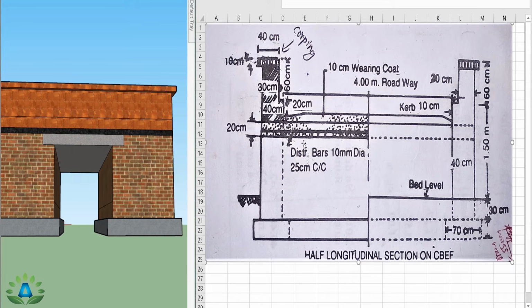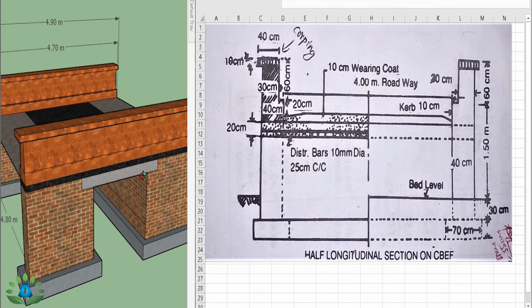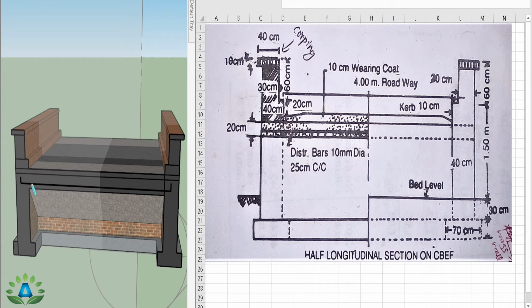Now we have to calculate this distribution bar of 10 mm. Here we can see that there are distribution bars of 10 mm diameter and 25 centimeter center to center spacing. That means these distribution bars are laid in this RCC slab. So we have to calculate this length. This portion is 2.1 meter, and we have this spacing of 25 centimeters center to center. So the total number is the length 2.1 divided by center to center spacing 0.25, and we don't need to add plus 1. So we get the total number 8.4, which is nearly equal to 9. So we can write this number 9. That means these distribution bars are kept all over this RCC portion like this.